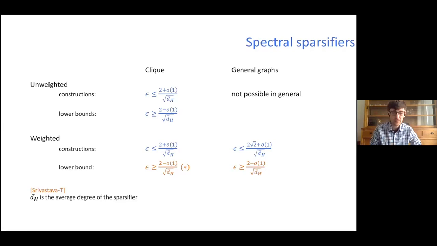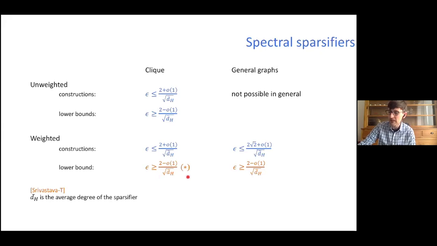What we say is that for every graph H of average degree d_H, no matter what the average degree, so some nodes could have degree n, some nodes could have very small degree and so on. No matter what the degree distribution is and no matter how those edges are weighted, the epsilon by which it approximates the clique has to be at least 2 over square root of d. So that sort of resolves the equation for the clique.